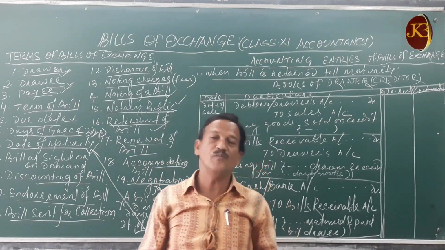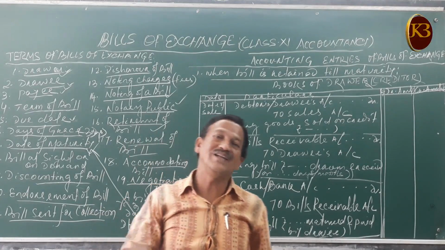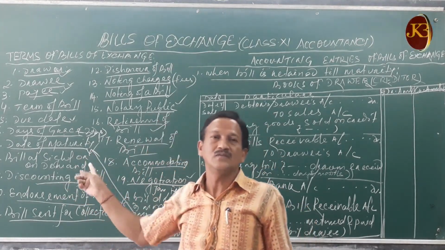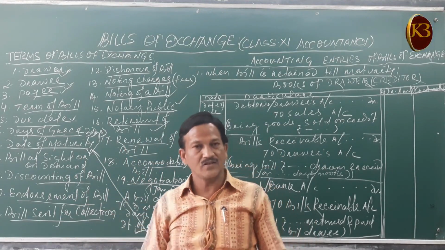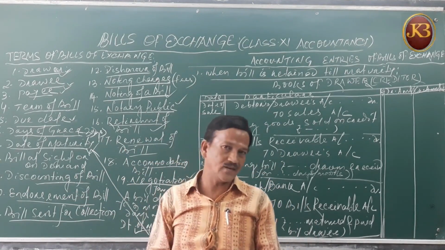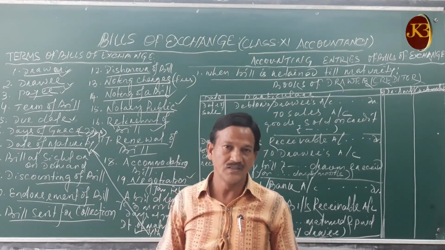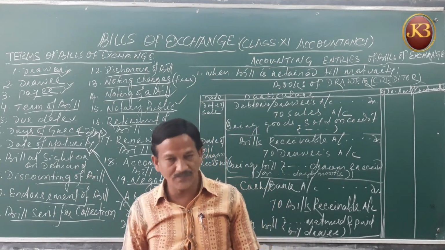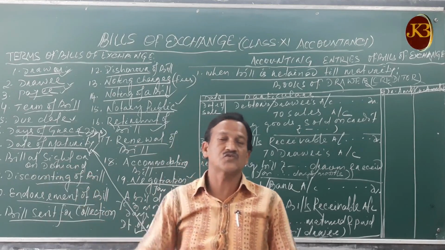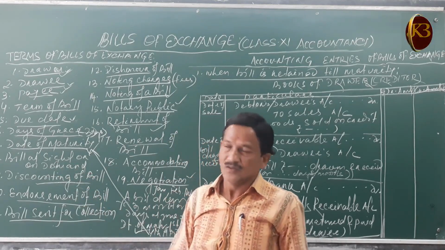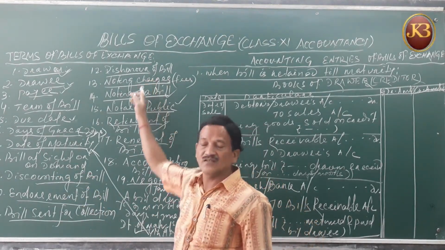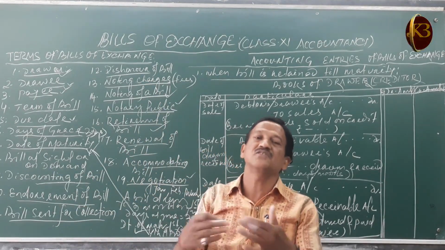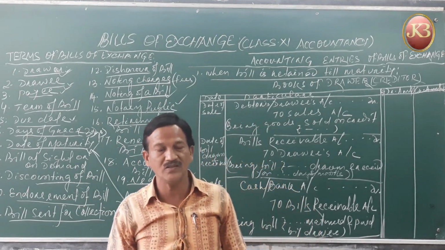The drawer makes the bill, and the bill is accepted by the drawee, then the bill is sent to the drawer. The drawer keeps the bill till the date of maturity for receiving the payment, or he can discount the bill, or he can endorse the bill, or he can send the bill to the bank for collection, or the bill may be dishonoured, or there may be retirement of the bill or renewal of the bill. These are the various conditions on which accounting entries are to be done.